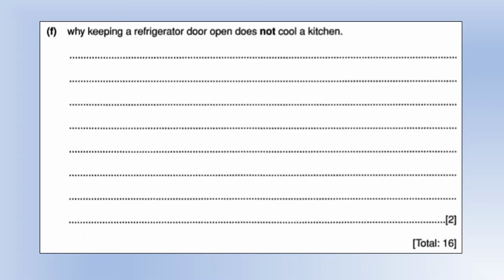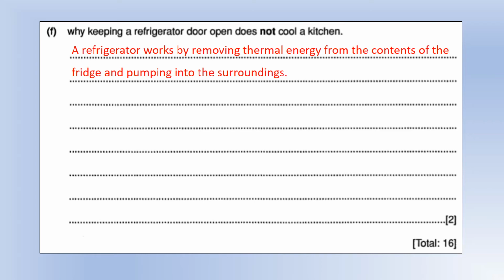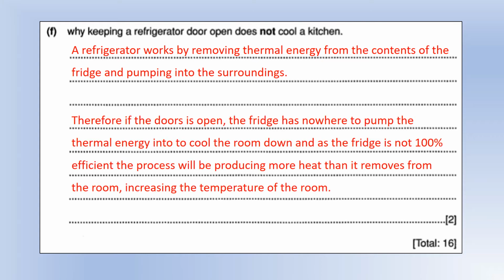So explain why keeping a refrigerator door open does not cool a kitchen. To understand this, we first need to appreciate what a refrigerator is doing. A refrigerator removes thermal energy from the contents of the fridge and pumps it into the surroundings, i.e. the room, and it does it by inputting electrical energy, which is why you need to plug it in. So if you open the door, the fridge now has nowhere to pump the thermal energy to cool the room down, because it's basically pumping thermal energy into itself.